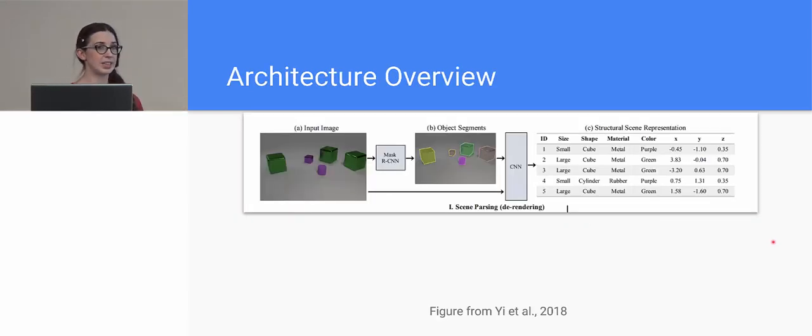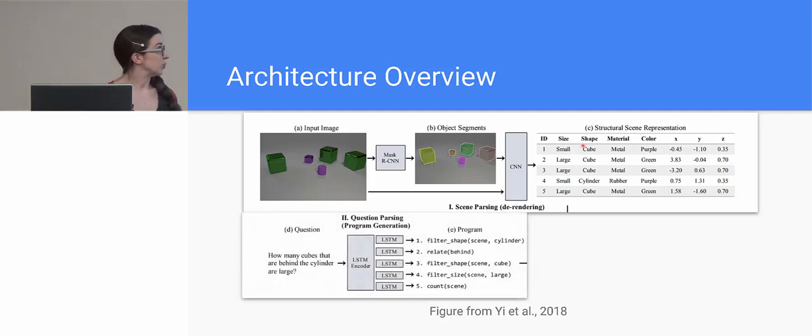So the architecture is broken down, as I mentioned, into these 3 components. The first is the scene parsing. That's on the top row here. Again, your input is that 3 color channel image. And this is what your output looks like. It's a visual representation of what your output is. In this, each row is actually representative of an object. And then these are the attributes of the object that the network is able to identify: a size, a shape, a material, a color, and then its 3-dimensional position.